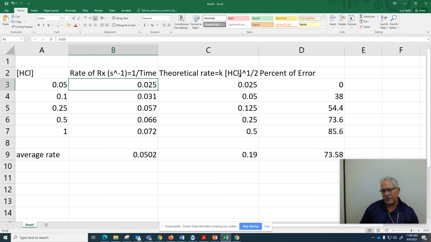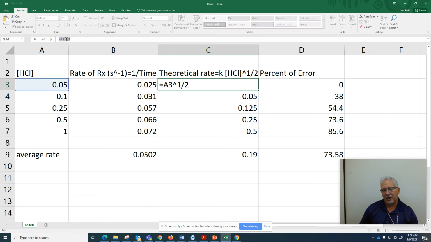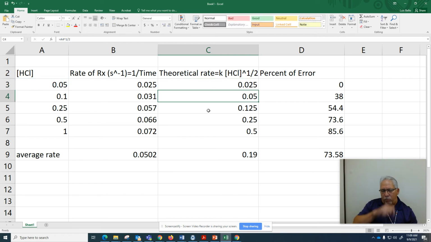I just found some information, and we can assume this is also right, that the order for the reaction will be the concentration of hydrochloric acid to the power of 1/2. So what I did is the formula: I raised the concentration of hydrochloric acid, you can see 0.05, to the power of 1/2 and calculated the theoretical value. And that will be my theoretical value.